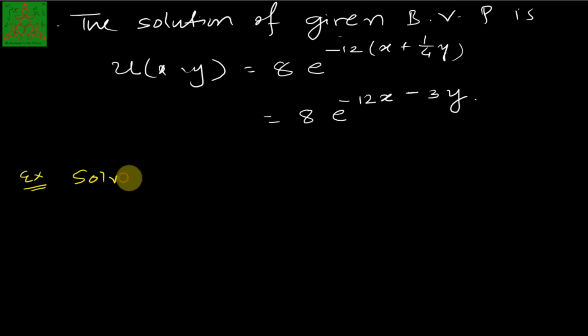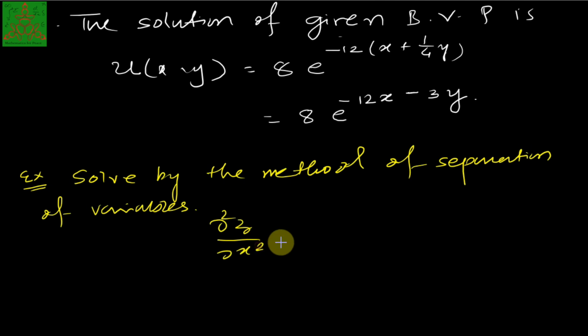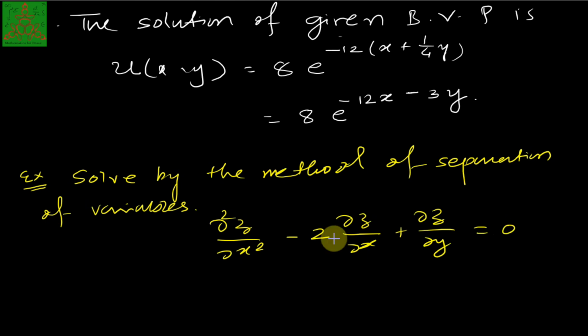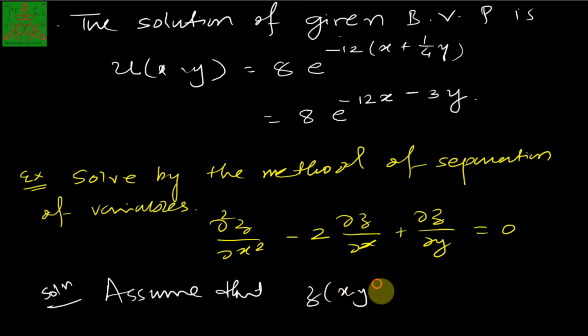The question is to solve by the method of separation of variables: del square z upon del x square minus 2 times del z by del x plus del z by del y equal to 0. So here the problem is to discuss the solution for this one. There is no boundary condition given. But from the given equation, we can see that z is a dependent variable which depends on x and y. So as per the separation of variables method, we need to assume that our solution z of xy is of this form, that is capital X of small x and capital Y of small y.